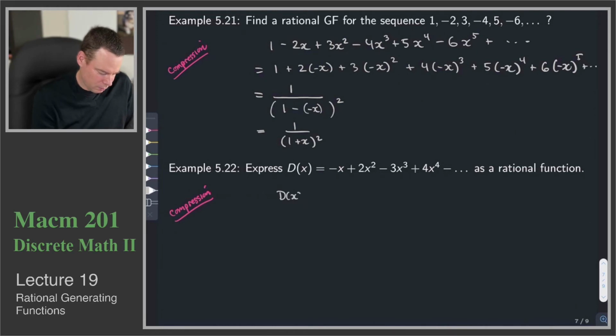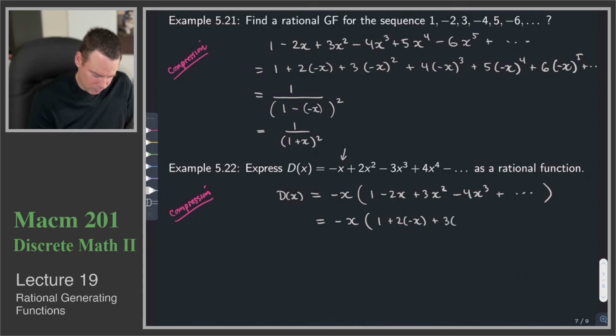So d of x, well, I can see that since it starts at x, then x is a common factor of everything. So I can pull that out front. In fact, I can pull the whole negative x out front, and then I just write what's left over. Well, now there's a 1, a minus 2x plus 3x squared minus 4x cubed plus, and so on. So I just factored out a negative x from every term. We can either recognize that this second factor is the one we had up above, or we could do the same thing that we did up above by grouping the negative with the x now. And I'll just do it that way.